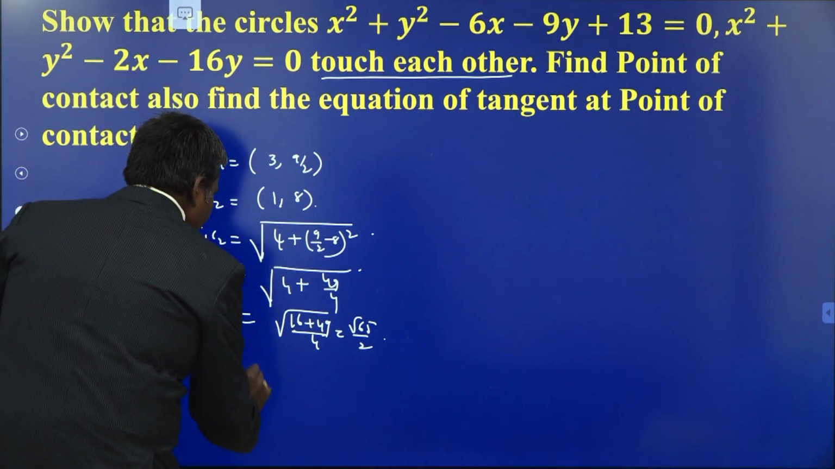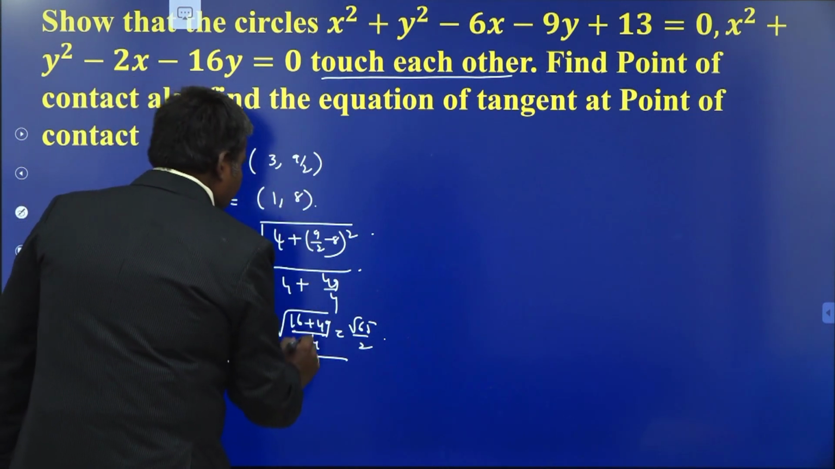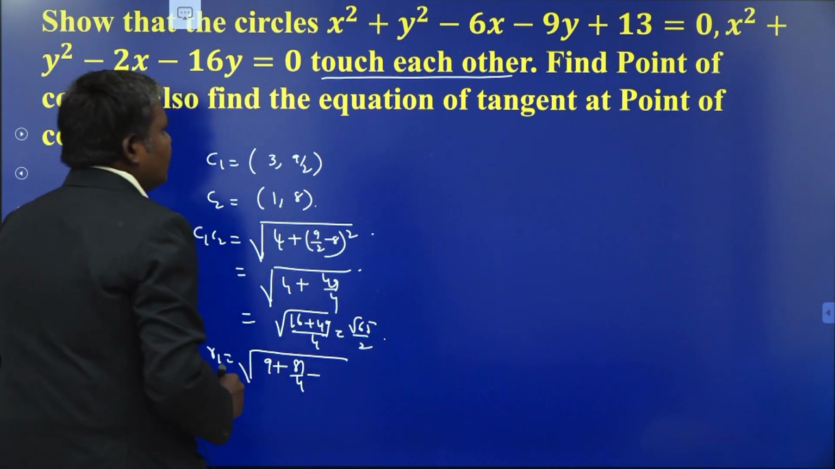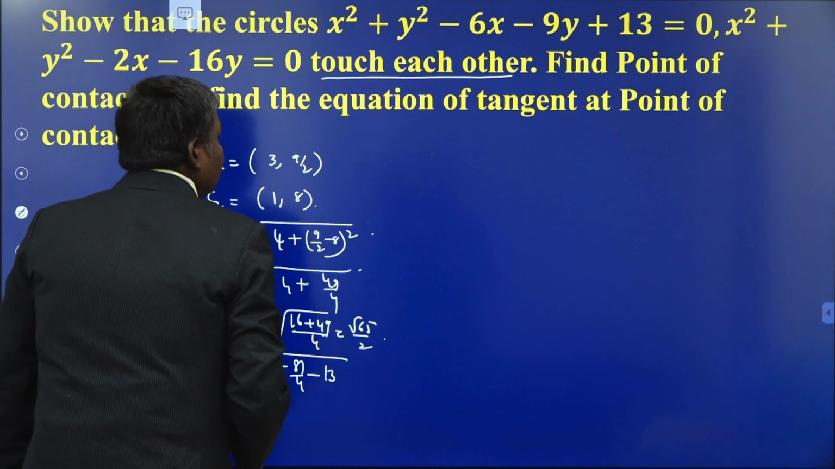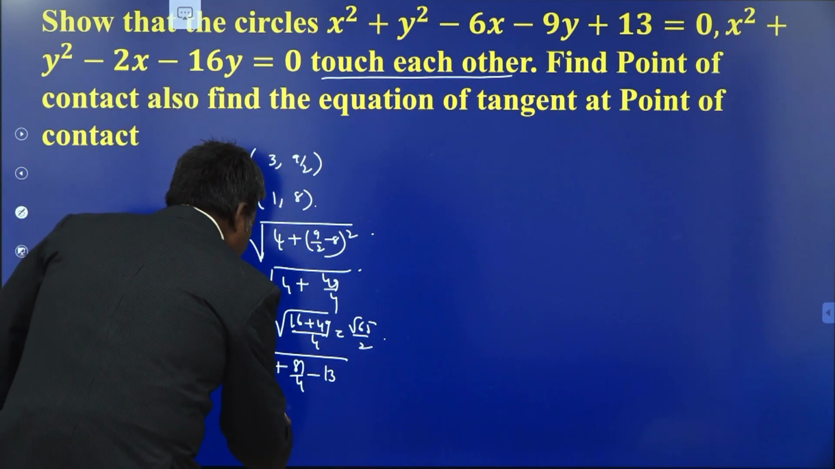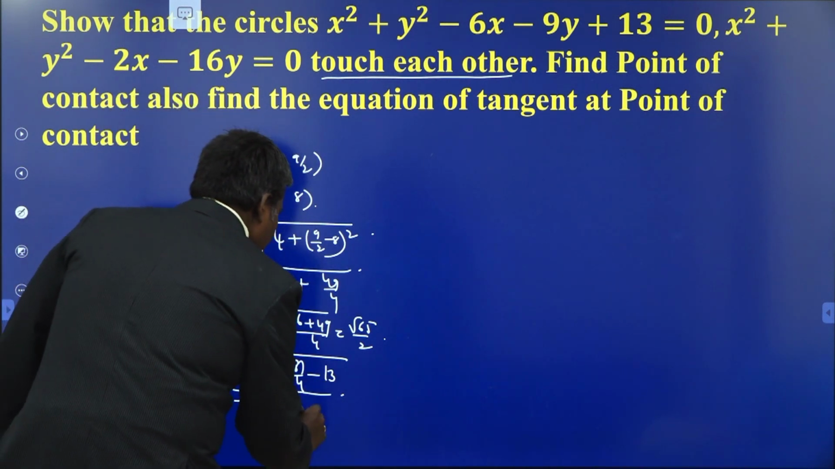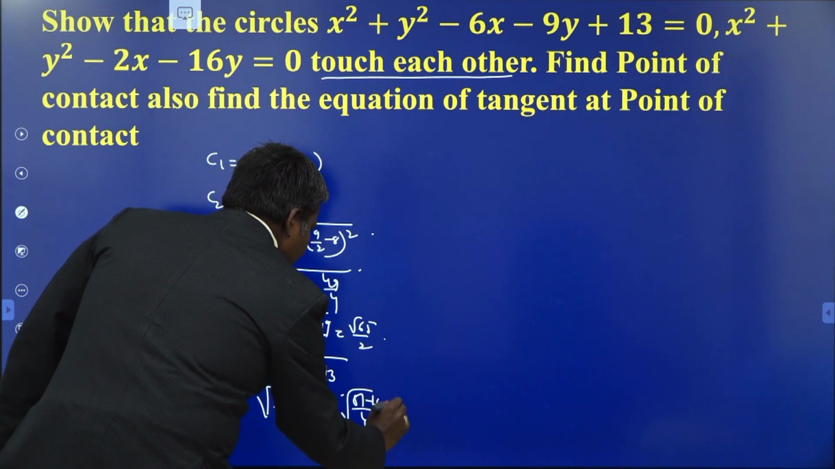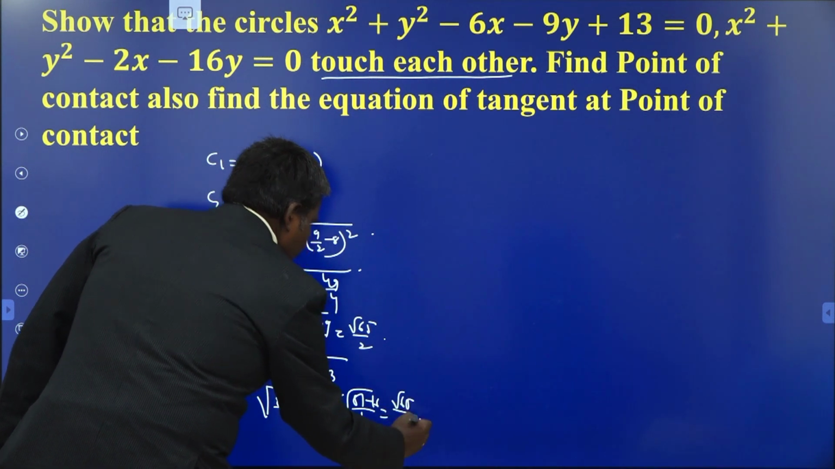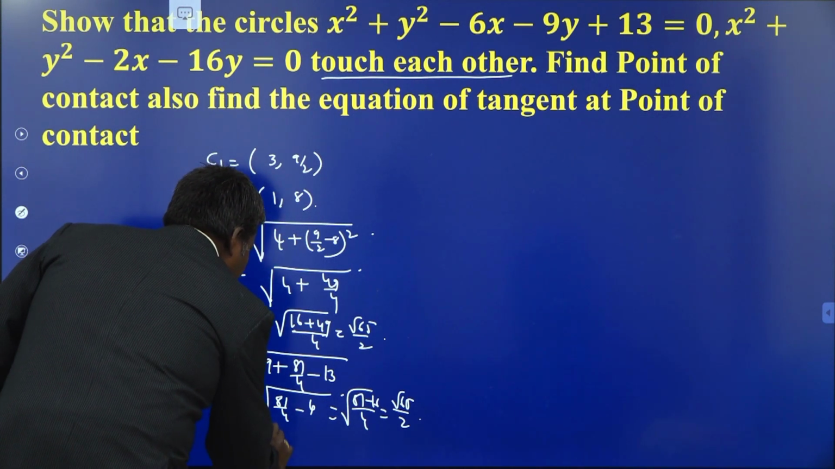What is R1? R1 is nothing but root of 9 plus 81 by 4 minus, what is the constant here? 13. Root of g square plus f square minus c. That is 81 by 4 minus 4. That is root of 81 minus 16 by 4. That is root 65 by 2. This is R1.